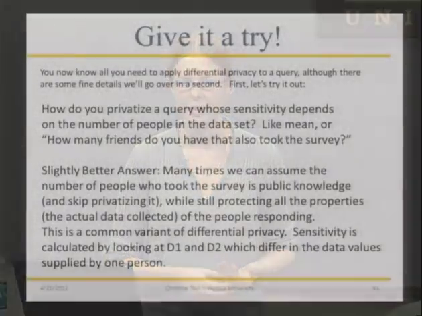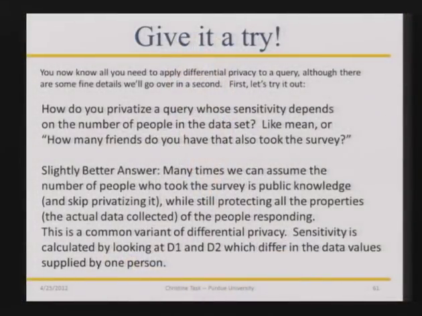Unless I do. So what you can do instead is you can say, all right, look, we're not gonna privatize how many people filled out the survey. We're gonna make that public knowledge. We're gonna say, all right, we're protecting these people, but we are gonna say that there were 12 people that did this. But we're going to protect the content of their data, all their parameters. So what we do now is we consider neighboring worlds. Instead of having one person not take the survey, we have one person completely change their answers. And we see how much that can change the results.